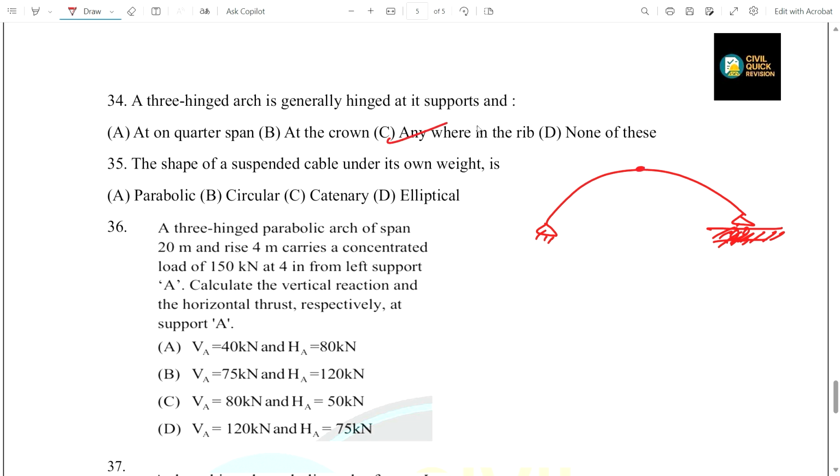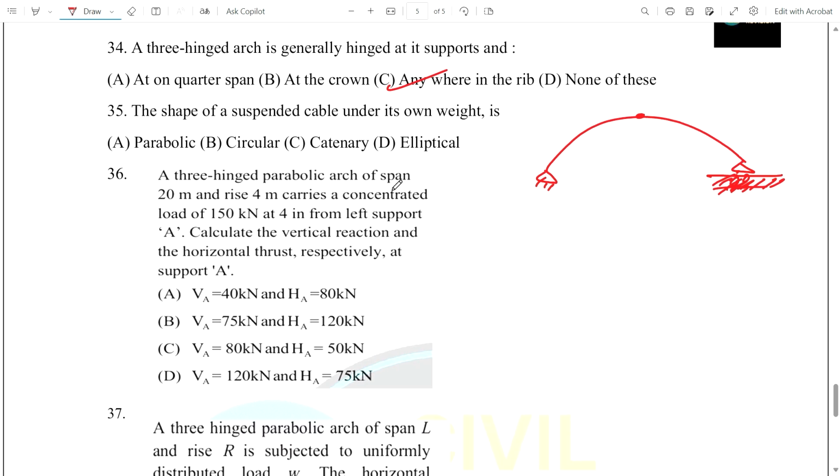Now question number 35, the shape of a suspended cable under its own weight. Under its own weight, the shape of suspended cable is what? Parabolic, circular, catenary, elliptical. Option C is the correct one, catenary.